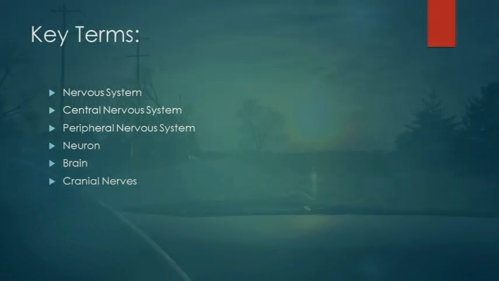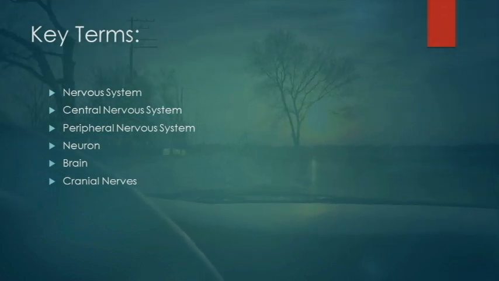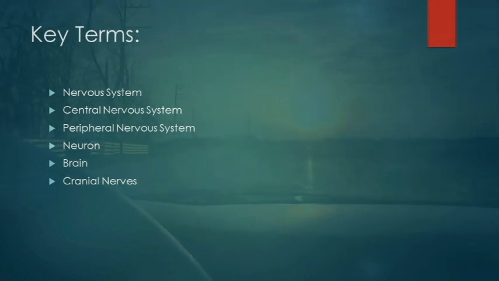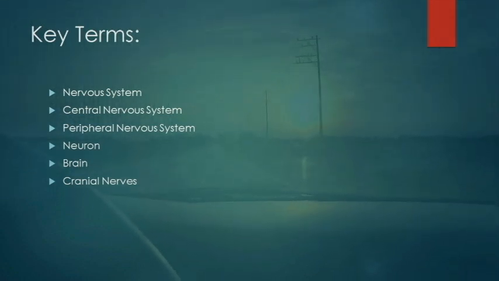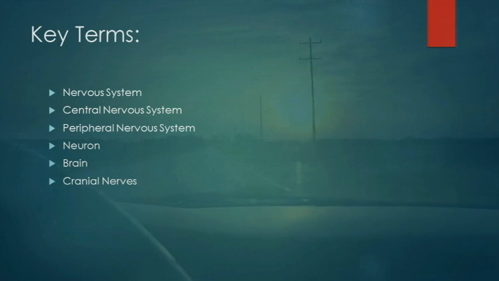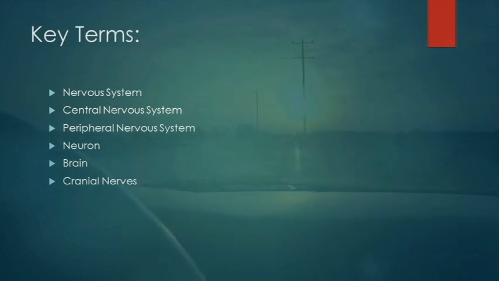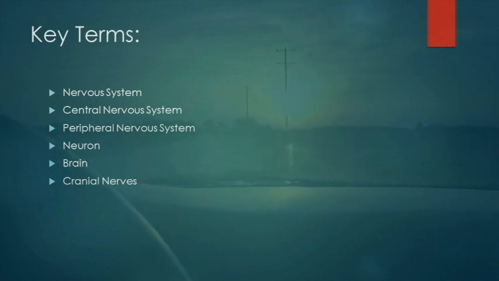Then, of course, we have the brain. What is the brain? The brain is the command center of the body, responsible for thinking and memory and emotions and controlling bodily function. It's where complex thoughts, perceptions, and behaviors originate, contained in the skull.